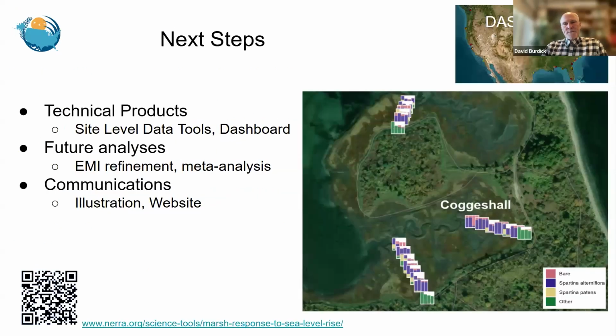So the next steps: we have this dashboard, which I hope you go visit. It shows the whole country. You can zoom in, and that's what it looks like when you zoom in, Coggleshell Marsh, with the data sets showing different species changing over time. This is a great product, but we also have other site level data tools, and you can go online and create new analyses yourself using the R tools.